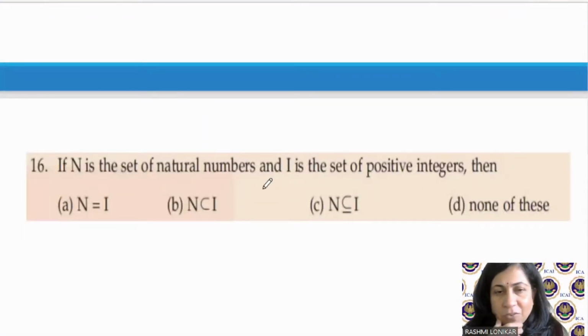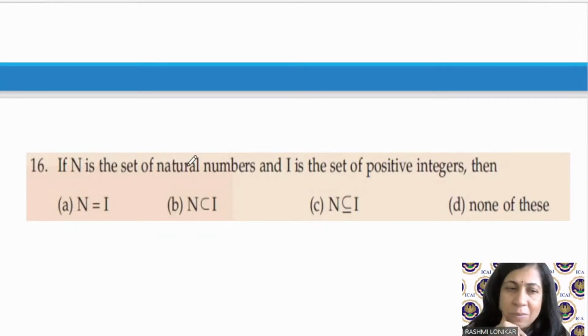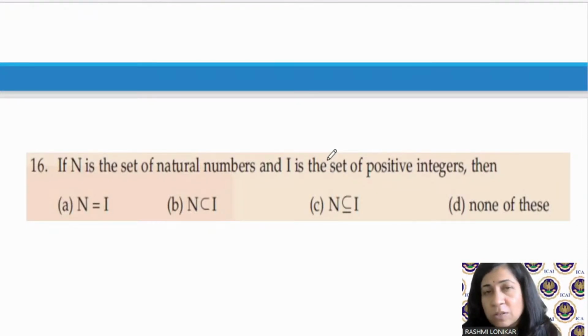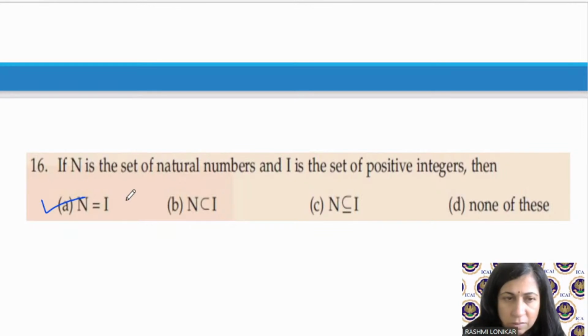If N is a set of natural numbers and I is a set of positive integers, then what will they be? Are they different? No. I is a set of positive integers. It is not saying only integers, because integers may be negative also, but natural numbers are only positive. So that means N is equal to I. All positive integers are natural numbers.